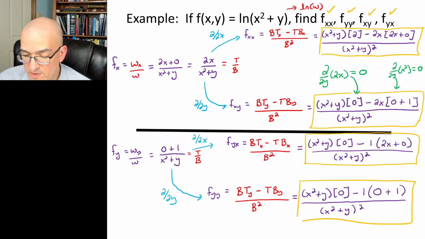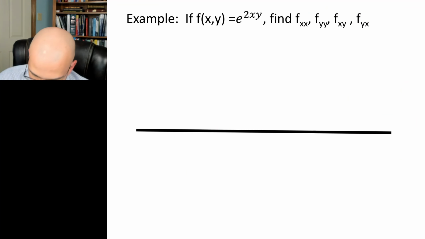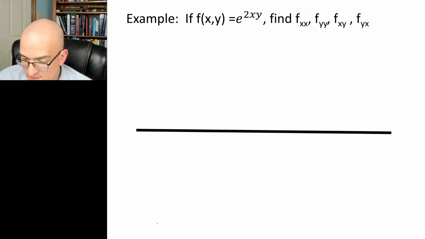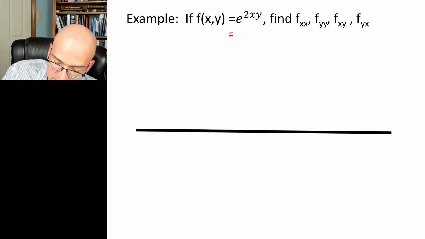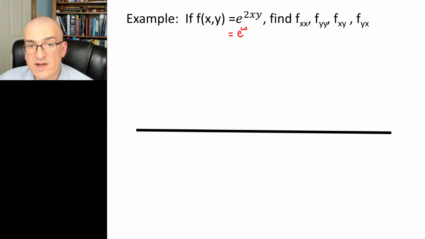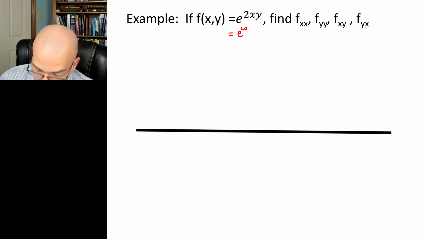So there are your 4 second order partial derivatives. Now, last question, starting with an exponential function, take the 4 second order partials. Before taking a derivative, I'm going to identify what type of function this is, what type of big derivative rule applies, and this is an e to the power of w type of rule.